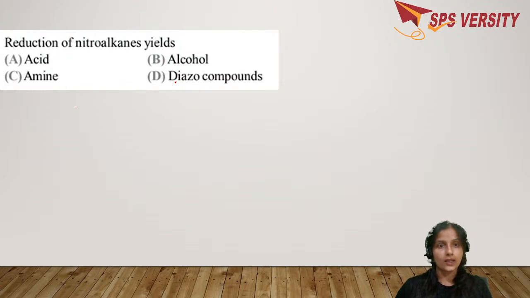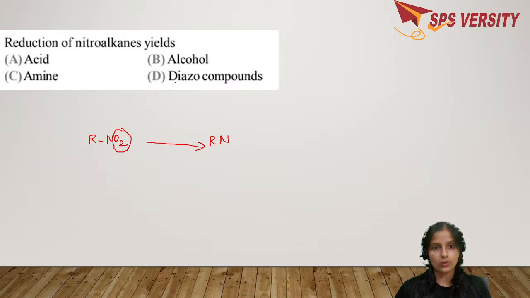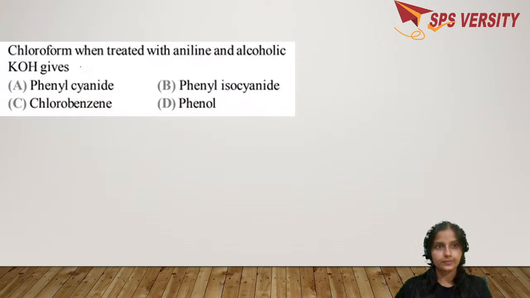Reduction of nitroalkanes. What is nitroalkane? RNO2. You're going to reduce it in the presence of sodium over ethanol. So what is the product? The oxygen gets replaced by hydrogen, so you get RNH2. So the product will definitely be an amine. It's not the diazo compound or anything else.